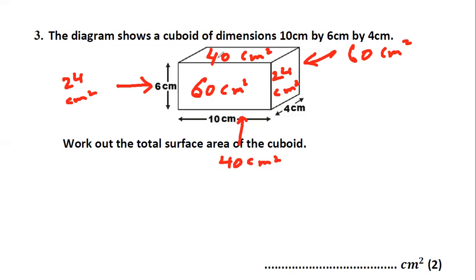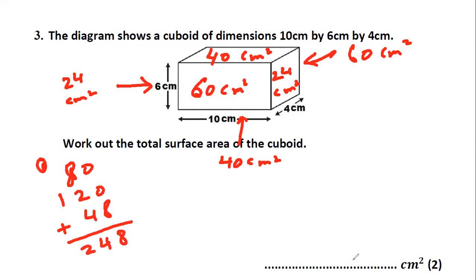In short, each of the 3 faces which I can see on the shape at the moment has another face on the opposite end. So I will just add 40 and 40 is 80, add 60 and 60 is 120, and 24 and 24 gives me 48. I add all of these up. So the total surface area of the shape is 248 centimeters squared.